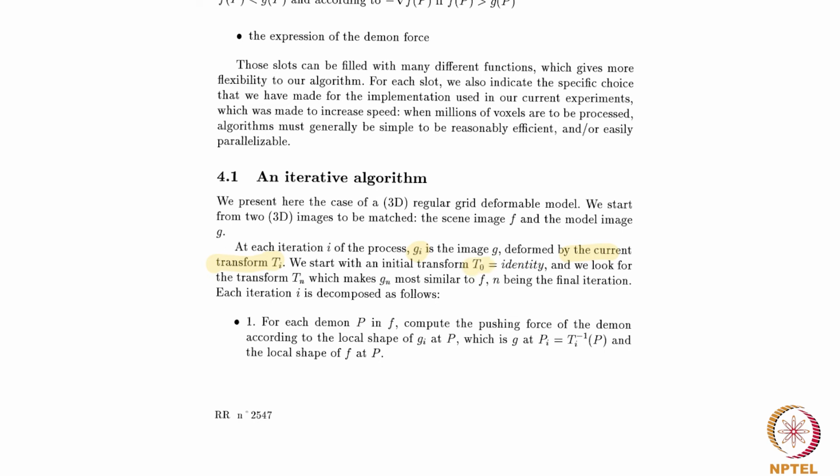So we start with the identity transform and we look for a transform Tn such that Gn, which is the image we get after the application of transform Tn to G, is most similar to F. Okay, n being the number of iterations, so it's a hyperparameter you fix. Okay, so each iteration i is decomposed as follows.